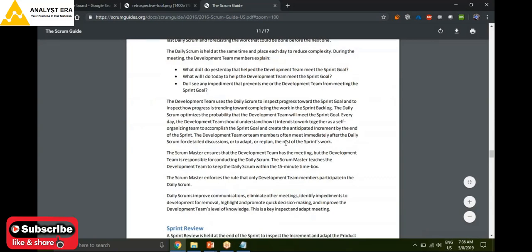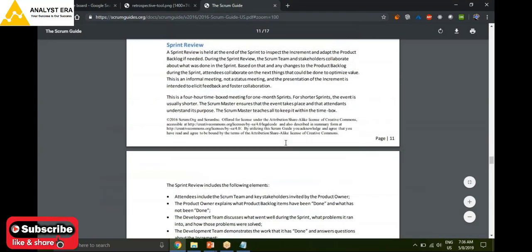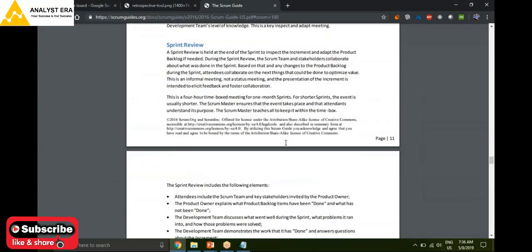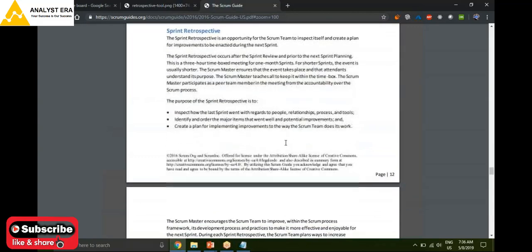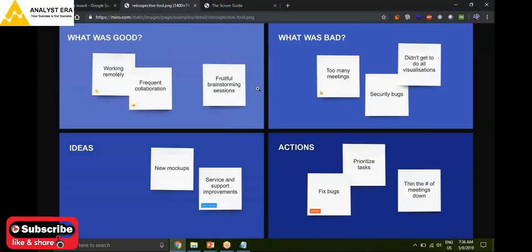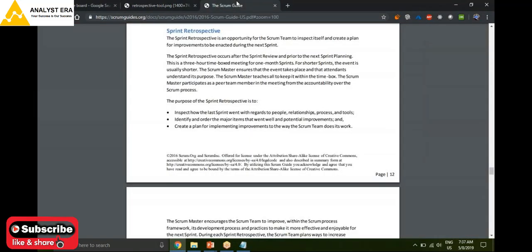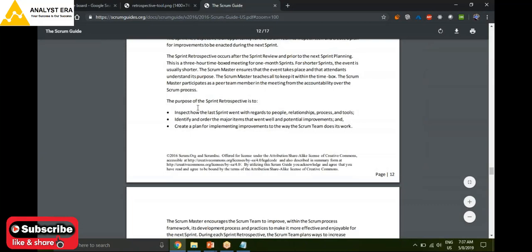Whatever you see here. Sprint review. Most of the teams will not have the review meeting. They will be having a retrospective meeting, not a sprint review meeting. There is a review and a retrospective. This is what a retrospective is, what we just discussed. That is what it will be having.